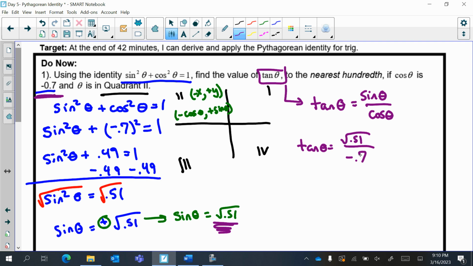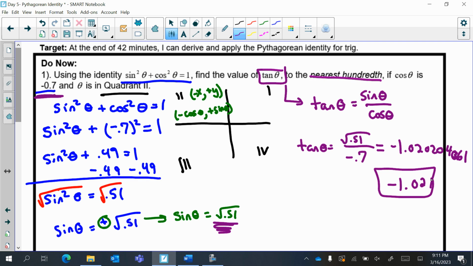So that's what you're going to put in the calculator. And if I were you, I would try this now to make sure you can do it on an assessment. We have the square root of 0.51 over negative 0.7. That will give you negative 1.02020406. And they want you to round it. So we are rounding to the nearest hundredth, which means we're going to have negative 1.02. And that's our answer.